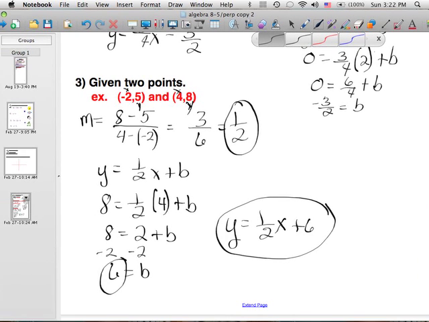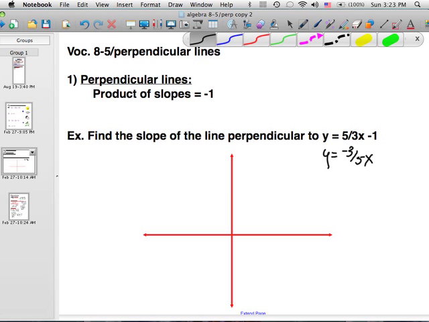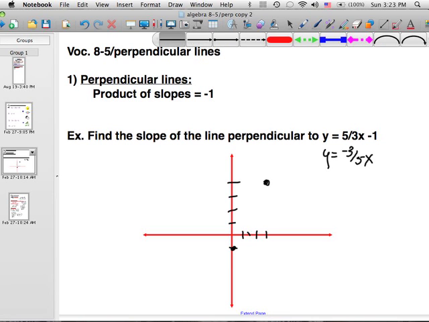We're also going to be working with perpendicular lines. If lines are perpendicular, they have a slope of negative 1. So the slope of the line perpendicular to this one here should be y equals negative 3/5 x. So if I plotted this point, graph this line here, the intercept is 0, negative 1. The slope says up 5, 1, 2, 3, 4, 5, and right 3, 1, 2, 3. And I would draw my line.